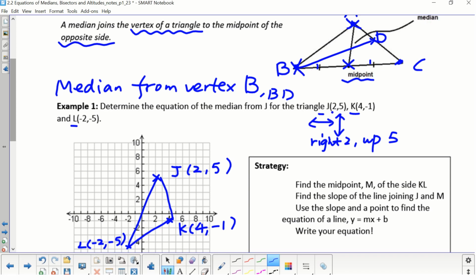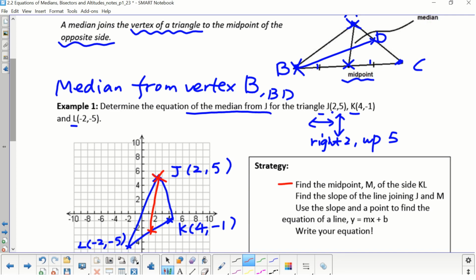So if you have a hard time finding the points, just remember x is left, right, y is up, down. So from (0, 0), right 2, up 5. This one, right 4, down 1. And it asks you to find the median from J. That vertex you need to use. J you need to use. Then the opposite side, the median, the midpoint. You need to find the equation of this line. So the strategy is here.